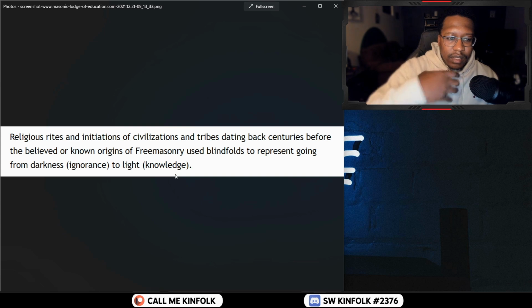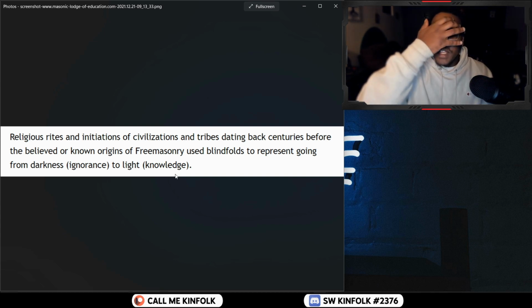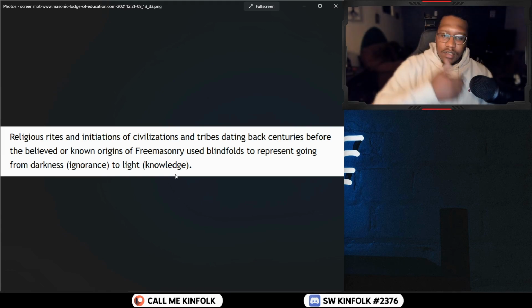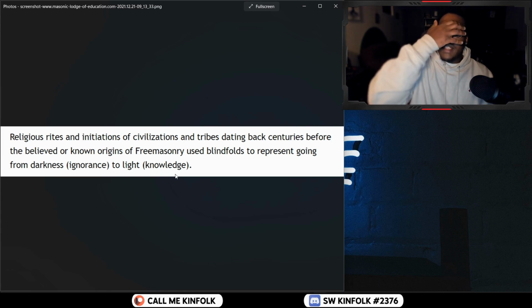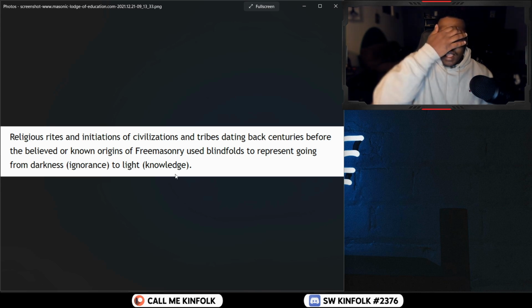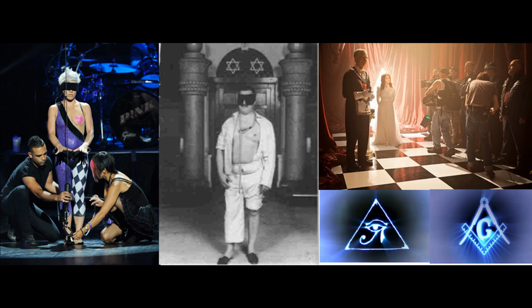So it is believed that the Freemasonry use blindfolds to represent going from the darkness to the light. You see what I'm saying? So at first you was just a regular person, so they saying that you was ignorant to what's real. That's in their ideology. So you was in the dark, and now once you go through this ritual, you take the blindfold off, and now you seeing the light. You seeing the knowledge. That's what this ceremony represents.